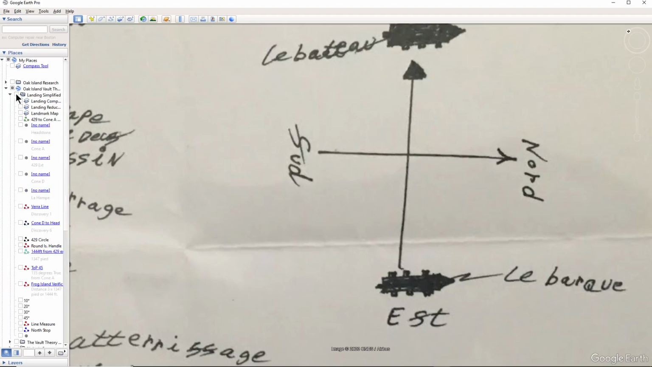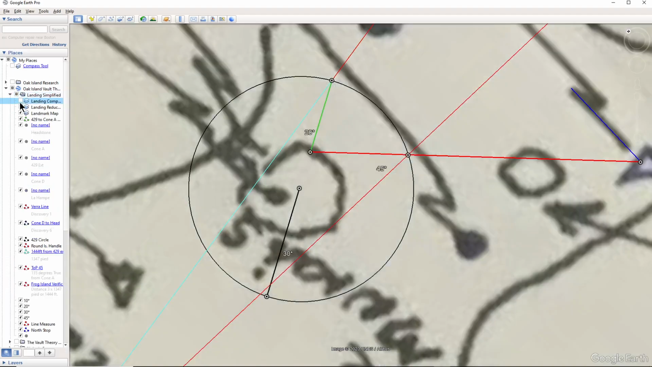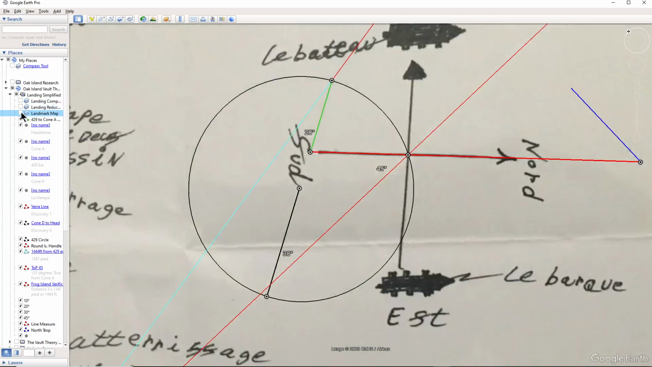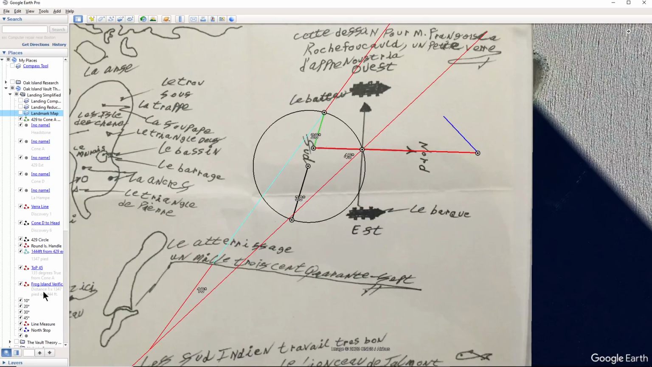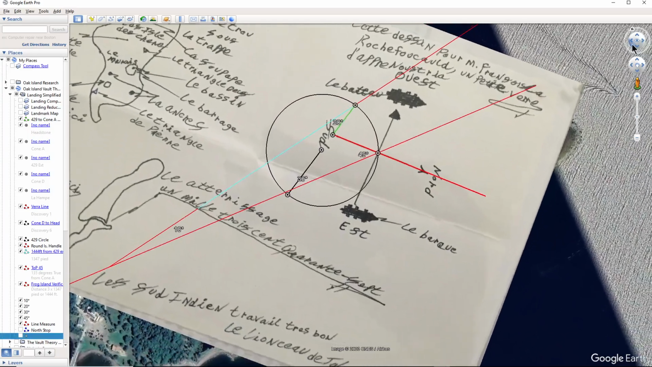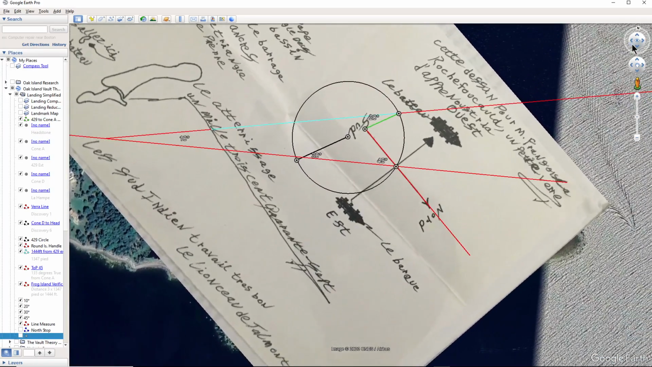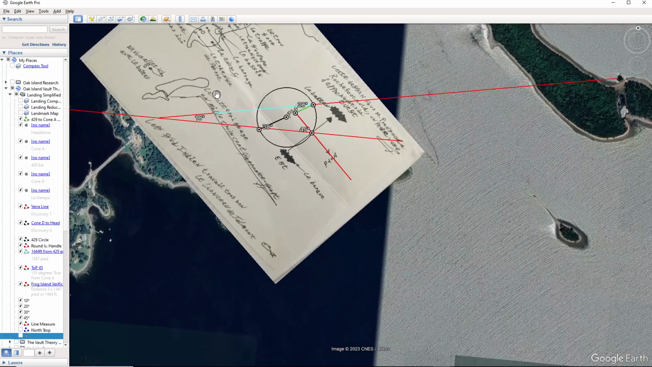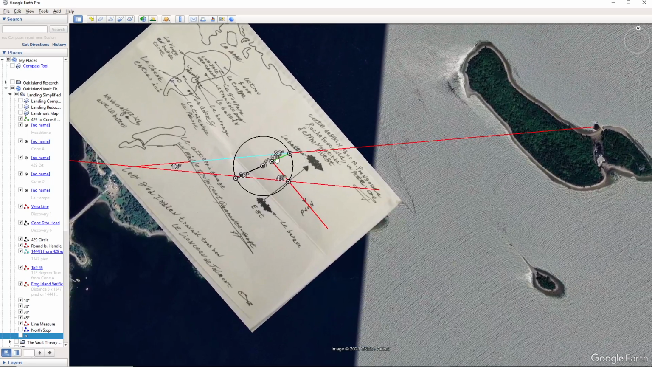So now bear with me. I have to take off a couple of things. So if we simplify this, we have basically just the points that were given on the Rochefoucauld map and the lines, the lines of the scale, and also the extension line that goes out to here, right here.